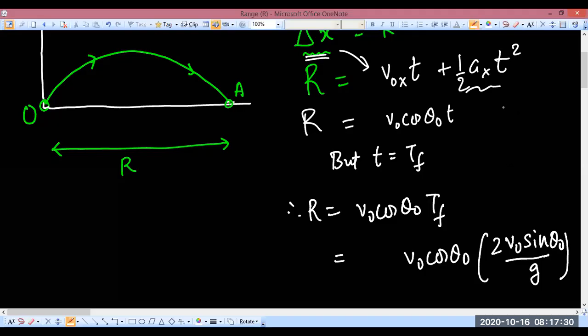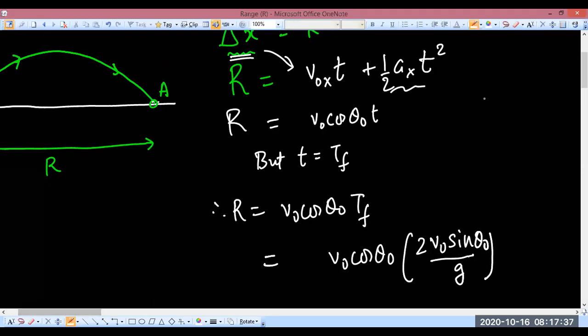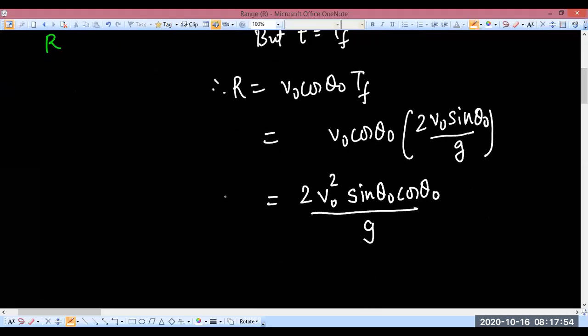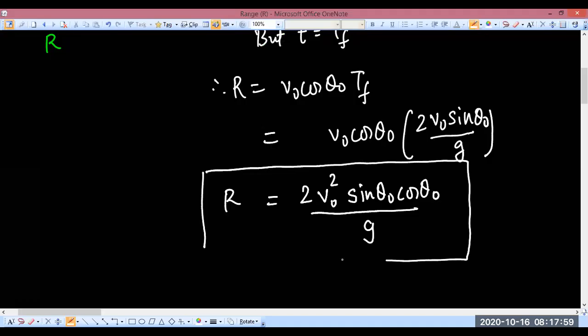Clear? Right? So this is v0 cos theta 0 into 2v0 sine theta 0 by g. You can simplify it, and we can write it as 2v0 square sine theta 0 cos theta 0 by g. Math students, so you see, first of all, this is a valid formula of range, everyone.